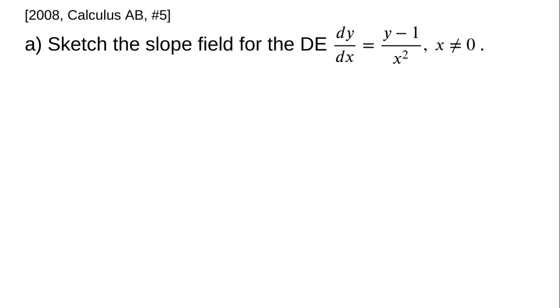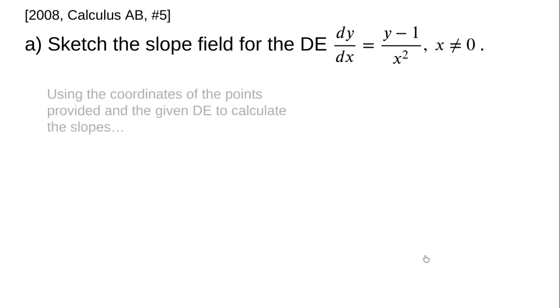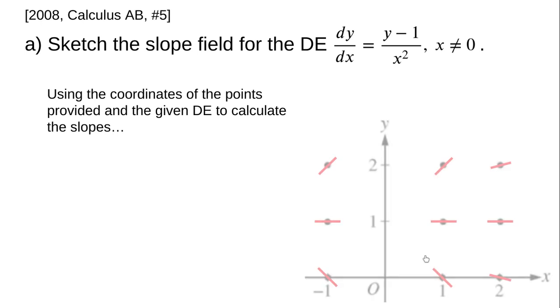In the question stem, we are provided with a differential equation dy/dx equals (y minus 1) over x squared whenever x is not equal to 0. And in part A, we are asked to sketch the slope field for this particular differential equation on the points provided. So with any slope field question, we use the coordinates of the points provided and use them to calculate the various slopes at those points using the given differential equation. And we do our best to try to approximate those slopes on the slope field.